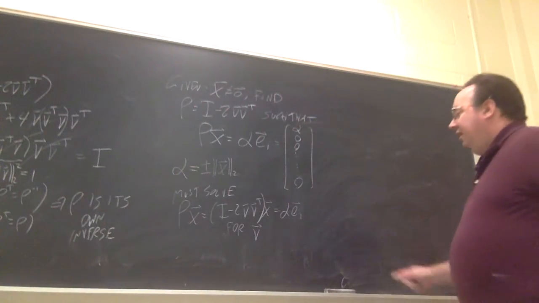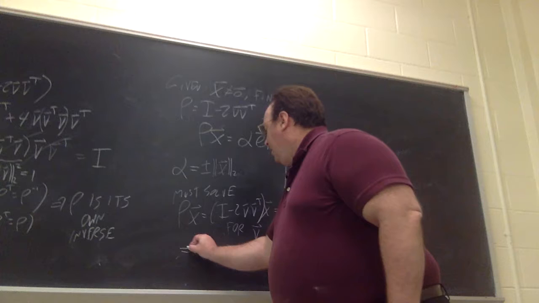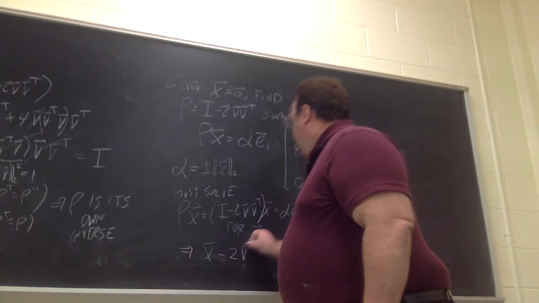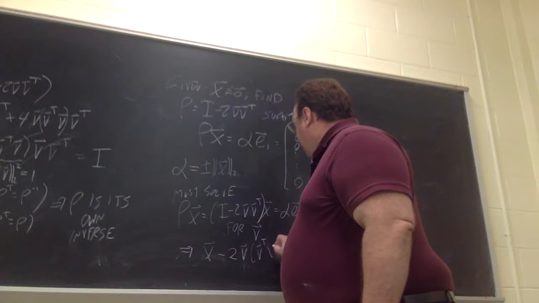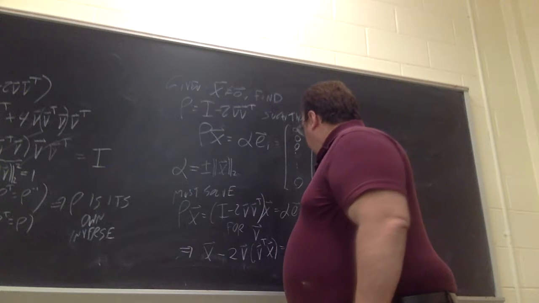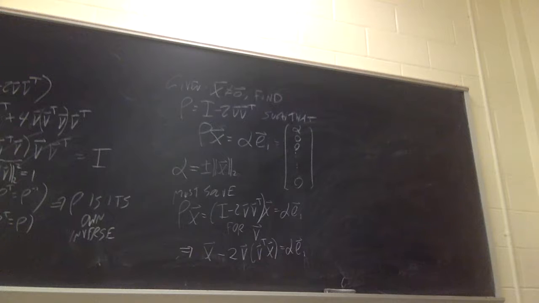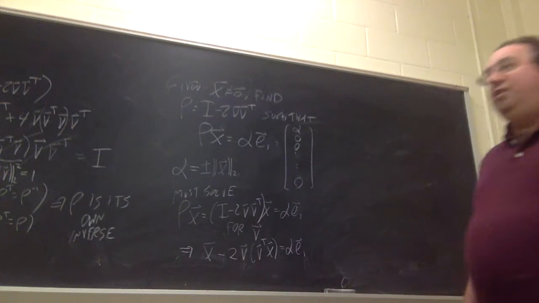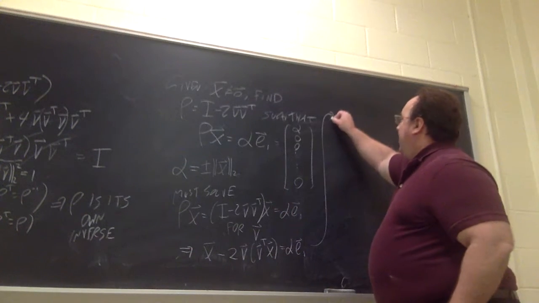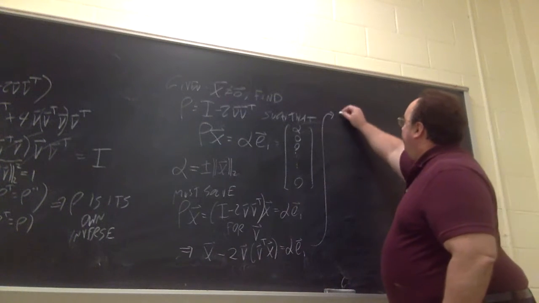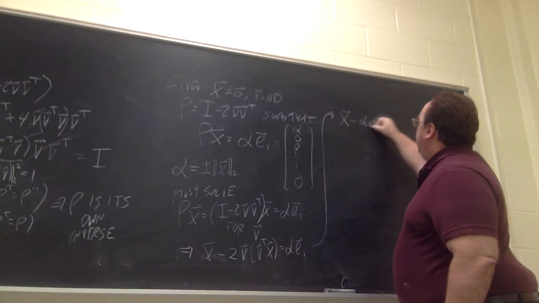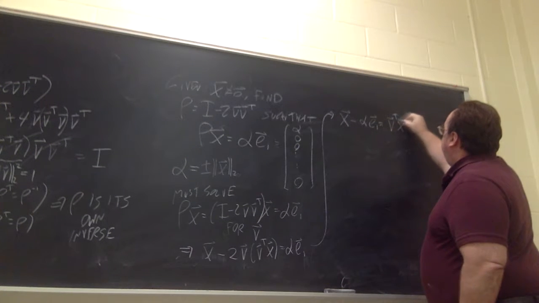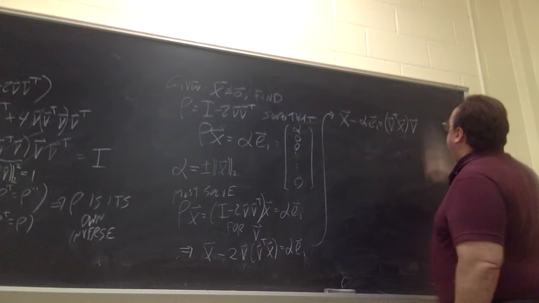Now, to do that, let's distribute. So now I have identity times x, so x, minus 2v, and then I have v transpose x, which remember is a dot product, therefore a number. That is alpha e1. Now, v is only occurring in this term, so I'm just going to rearrange. Isolate anything involving v on the right side. So x minus alpha e1 is equal to 2 times v transpose x, which is a number, times v.